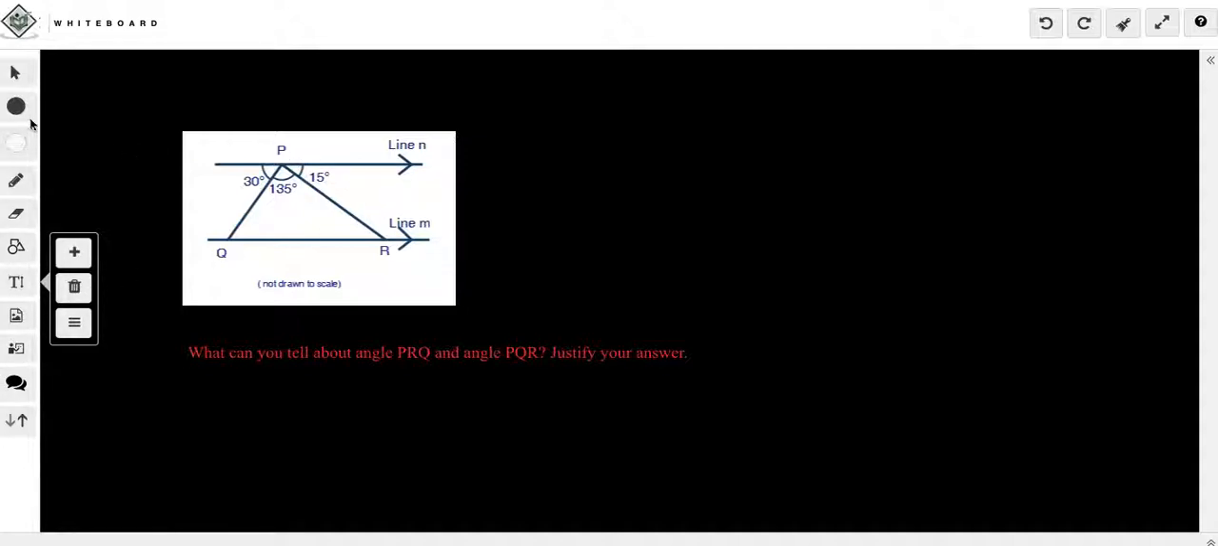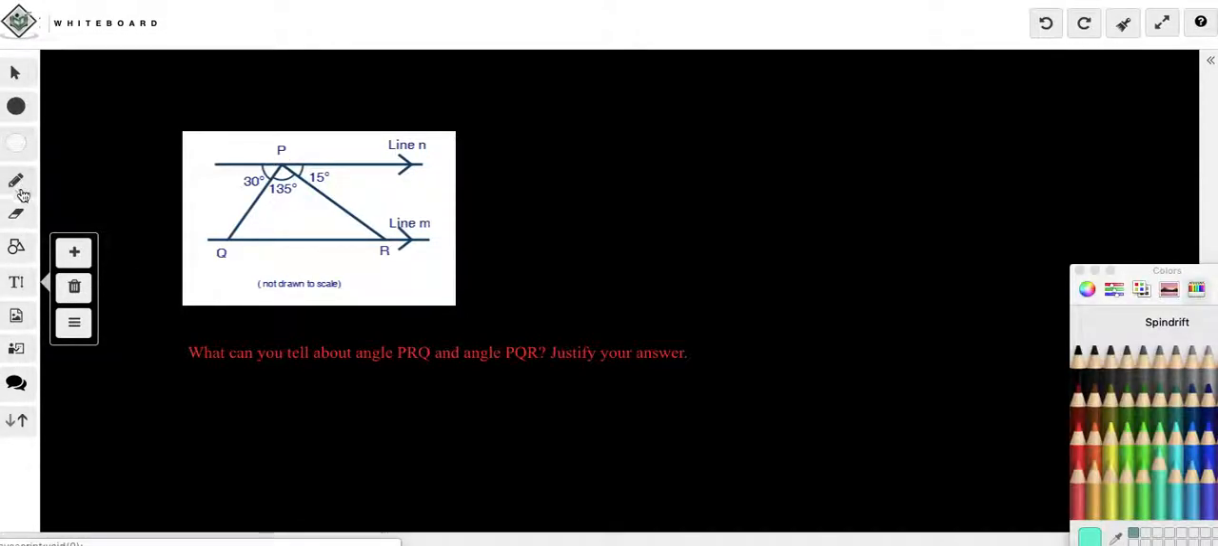All right, so I'm just going to show you, they might have this type of problem on the test, and it's going to be probably in multiple choice form. They might ask you about different angles, but just generally, we're going to look at this, and I'm going to ask, what can you tell me about angle PRQ and angle PQR?